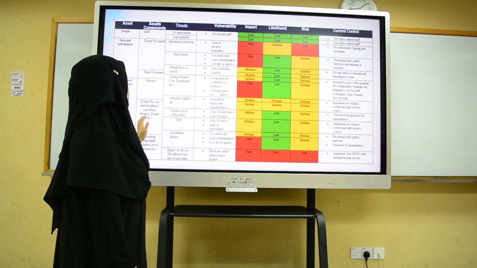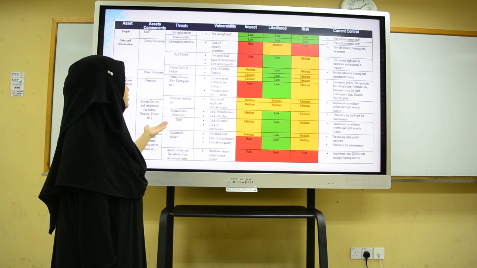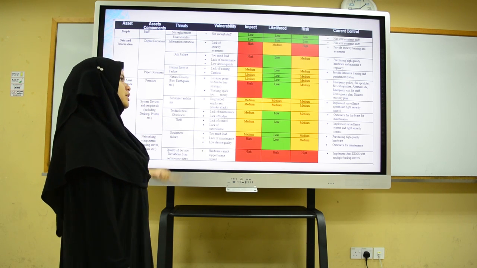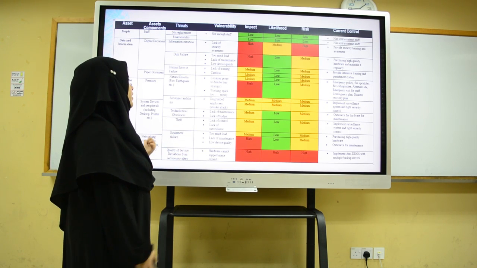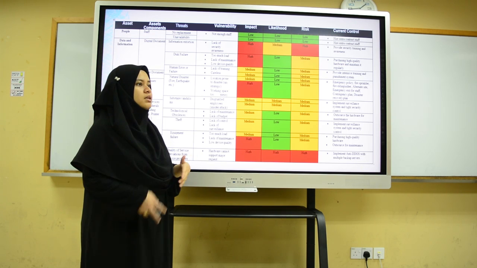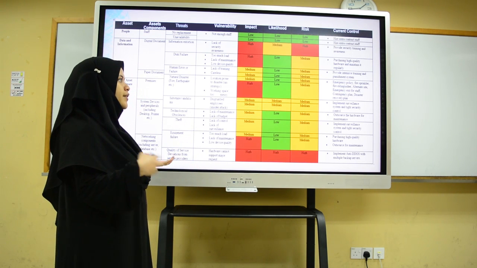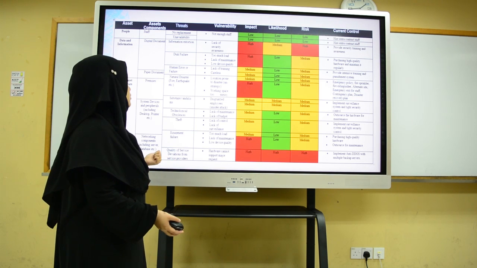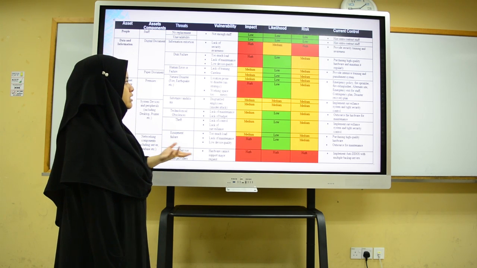The impact for this variety of threats is mostly medium. For the natural disaster, for example, earthquake, this area Kampung Baru is not prone to earthquake, but for the fire it is high because UniKL is only in one building. So if the fire alarm triggers, we can only use the staircase to run away. The likelihood is very low and the risk is medium.